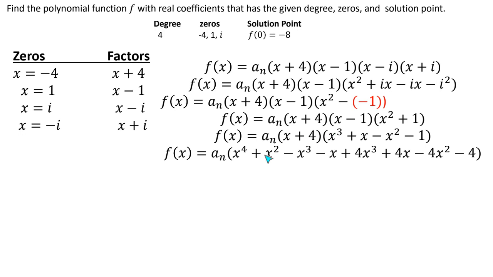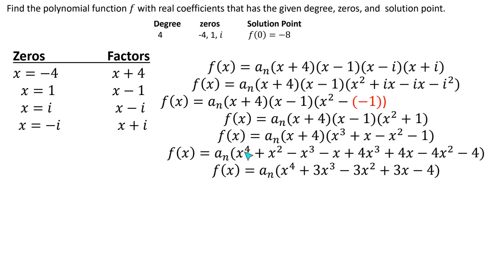So now we're going to multiply times the next factor. So x times x cubed is x to the 4th. x times x is x squared. x times negative x squared is negative x cubed. x times -1 is negative x. 4 times x cubed is 4x cubed. 4 times x is 4x. 4 times negative x squared is negative 4x squared. And 4 times -1 is -4.